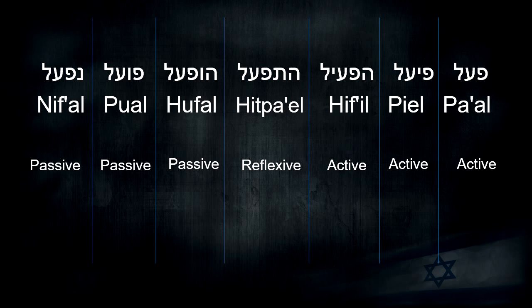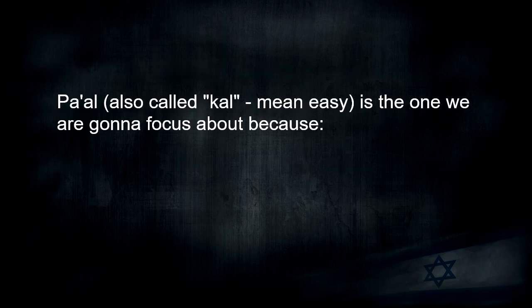They are different from each other in terms of some of them are passive verbs, some of them are reflexive verbs, some of them are active verbs. Right now, don't focus on that. Right now, we're only going to focus on the first building called Pa'al. Pa'al building or Kal building or easy building is the building that we're going to focus on today.